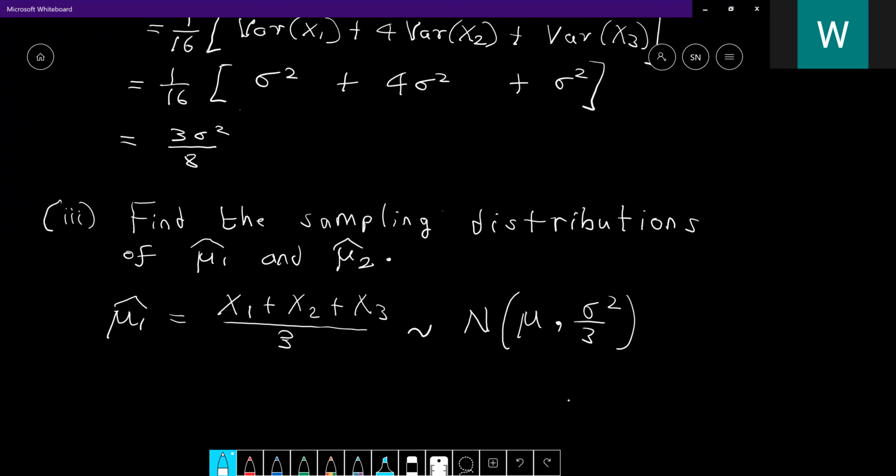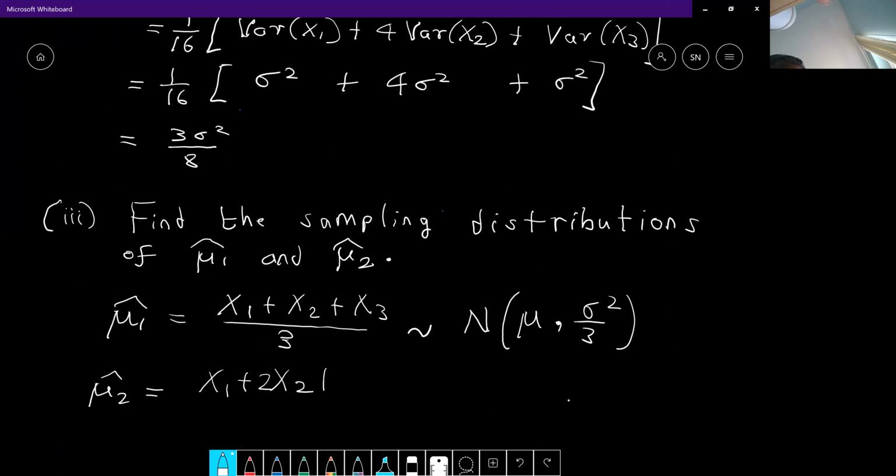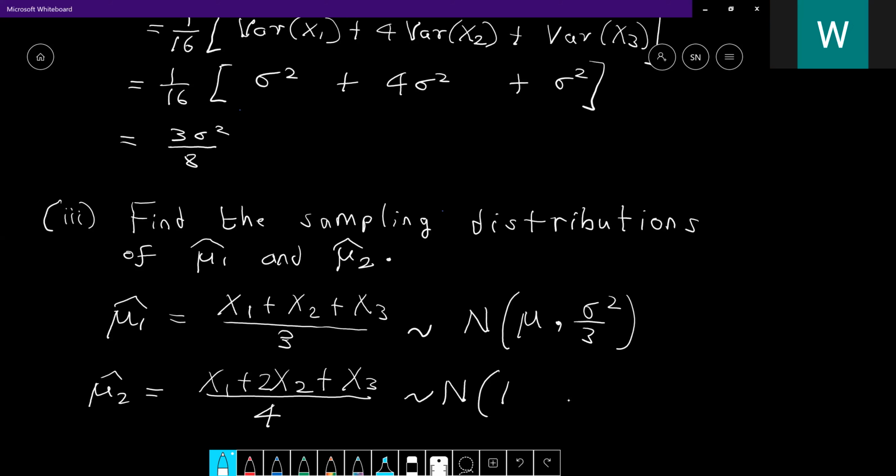And similarly for mu2 hat, you have this, which is once again a linear combination of independent normal variables. So it's normal with parameters this and this. Okay, so we are done. We are done with question 1.